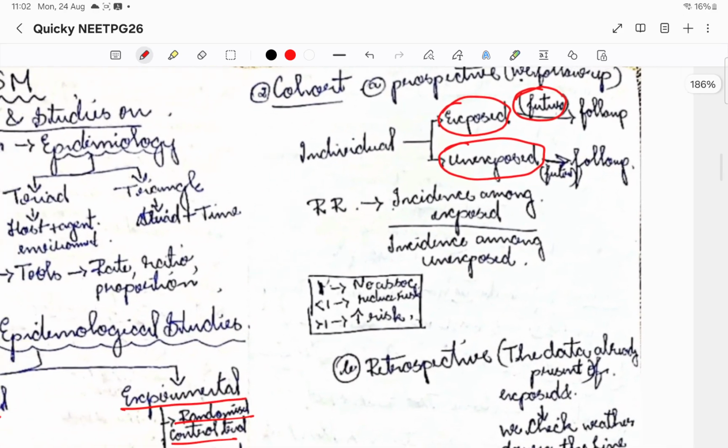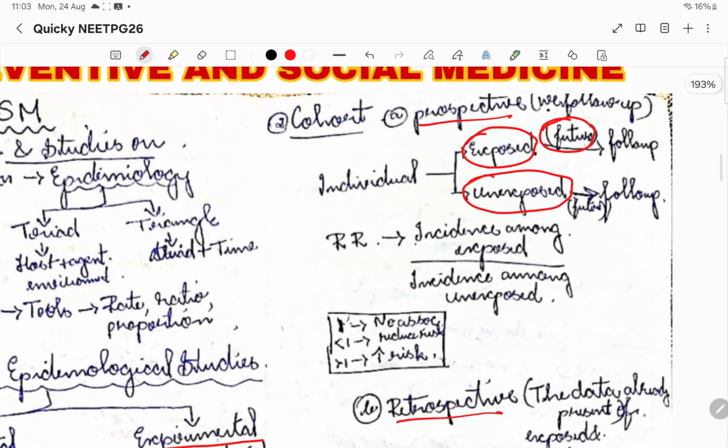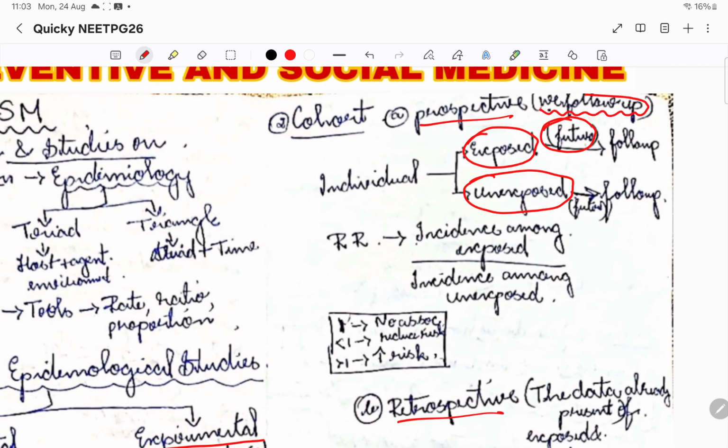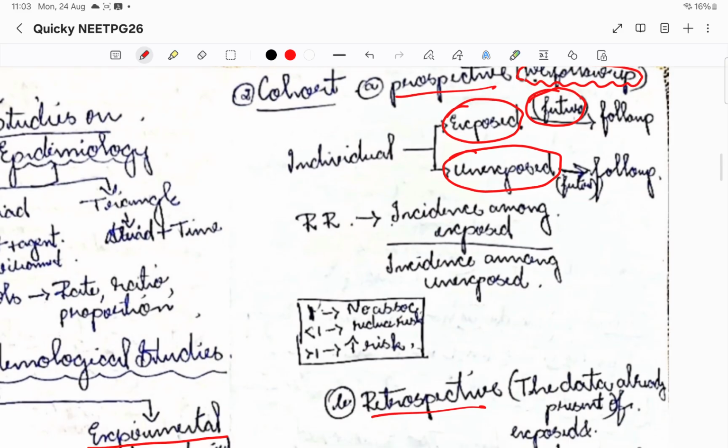Now in cohort study, there are two kinds: one is prospective and another one is retrospective. In a prospective study, we ourselves will follow up on the patient, whereas in retrospective, the data is already present and we need not follow up. I'll tell you about retrospective later; we'll finish off the prospective first. We expose the patient, or the patient is already exposed, and now we follow them up into the future and see whether they developed a disease or not. So this is the prospective cohort study.